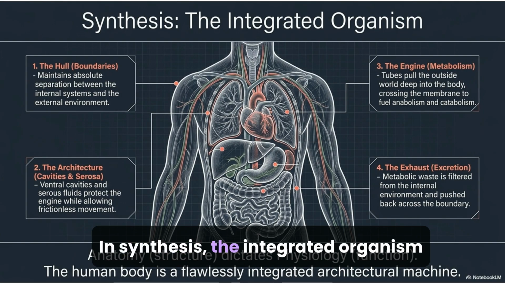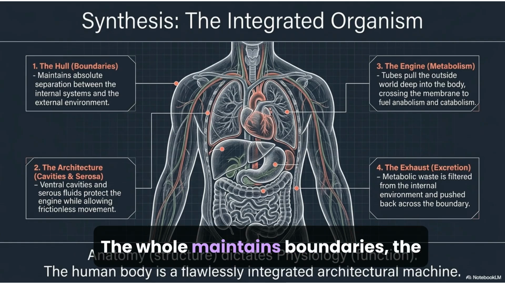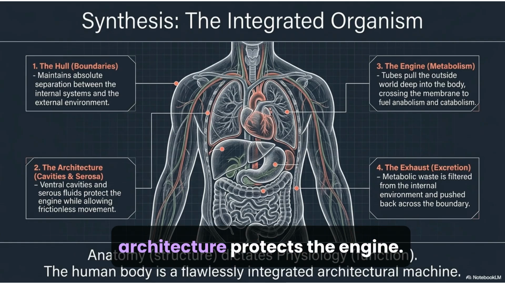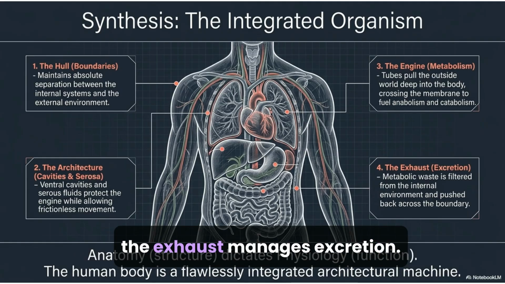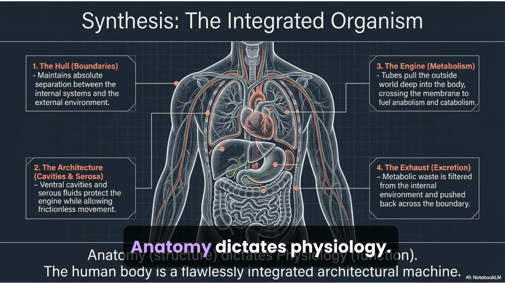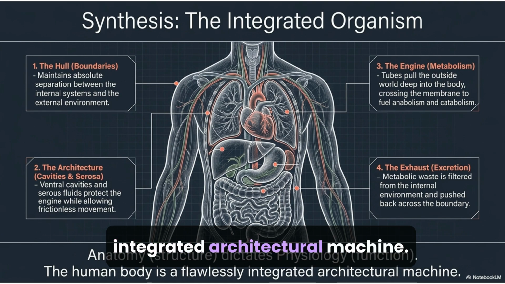In synthesis, the integrated organism has 4 functional areas. The hull maintains boundaries, the architecture protects, the engine processes metabolism, and the exhaust manages excretion. Anatomy dictates physiology. The human body is a flawlessly integrated architectural machine.